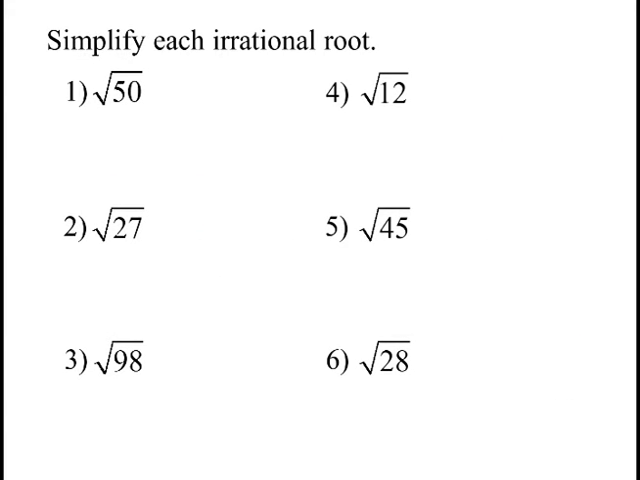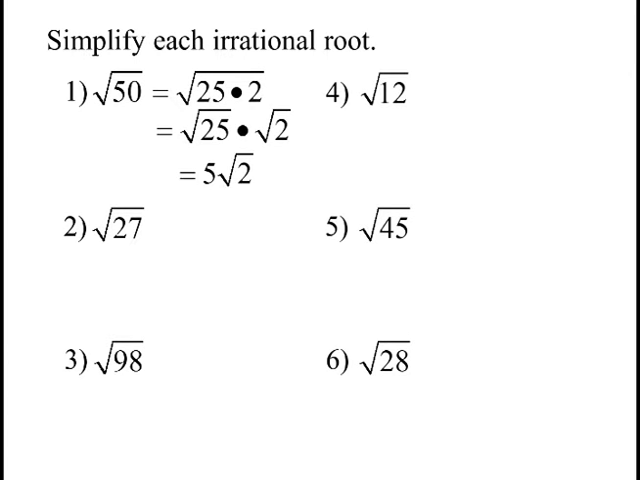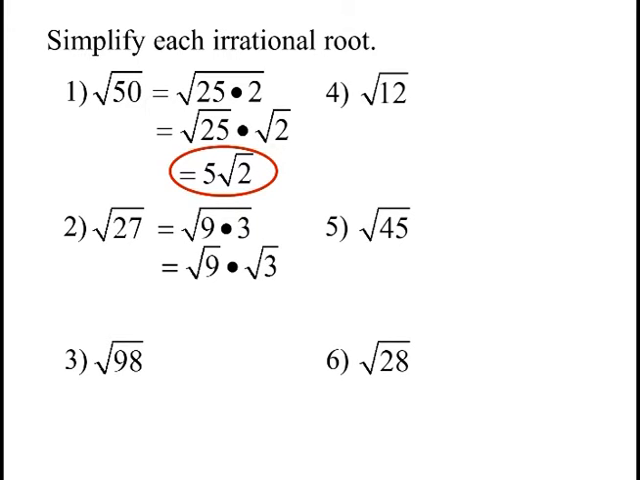All right, so let's do some guided practice. What you're looking for here are perfect square factors. So what's a perfect square factor of 50? That's right, 25. 25 simplifies to 5, so this whole root simplifies to 5 root 2. How about 27? Are there any perfect square factors of 27? That's right, 9. 9 will come out as 3, so you'll end up with 3 root 3.